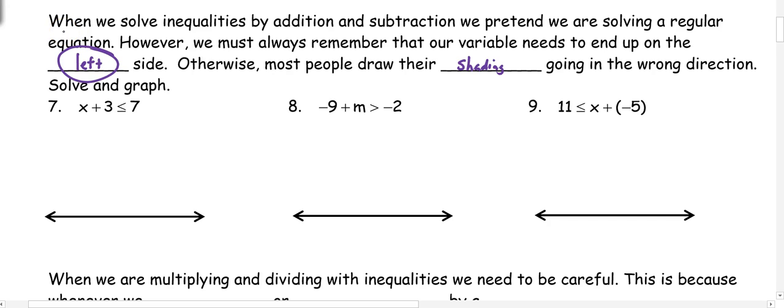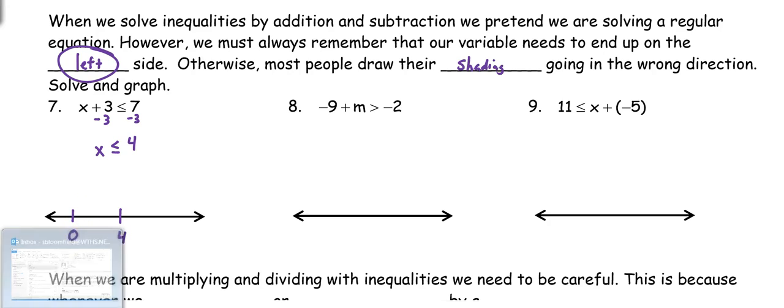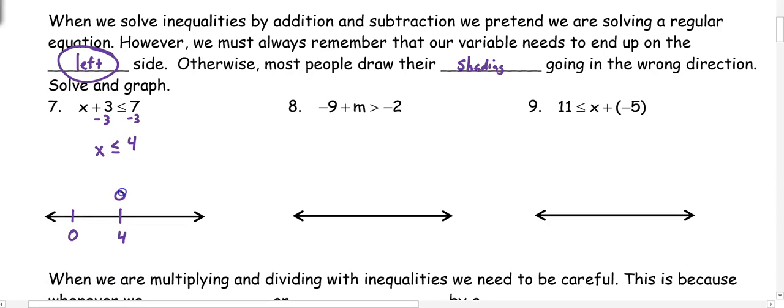So in number 7, we have x plus 3 is less than or equal to 7. To solve for x, we're going to subtract 3 on both sides, and we get x is less than or equal to 4. So now we can graph that. We're going to put 4 on the number line, and put 0 to the left of that somewhere. Above the 4, because there's a bar underneath it, it's going to get a closed dot. And then it's a less than sign, so we're going to shade to the left.